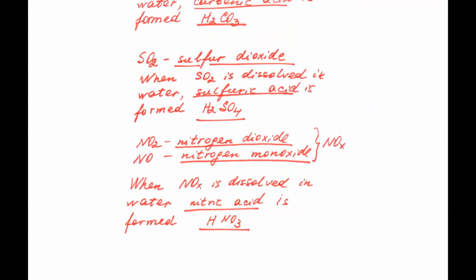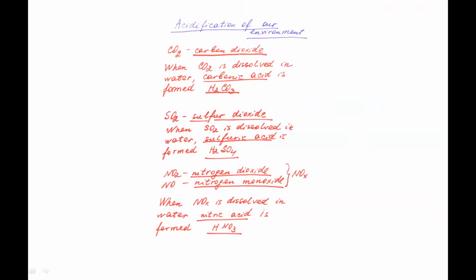So these are three chemicals that actually make our environment more acidic or cause acidification of the environment. CO2, which is carbon dioxide, SO2, which is sulfur dioxide, and NOx, which includes nitrogen dioxide and nitrogen monoxide. So the next question would be, where do they come from, those gases? So we already know that CO2 comes from burning fossil fuels. So what about SO2 and NOx?